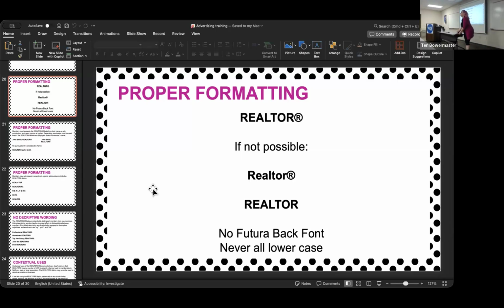If you are on some sort of social media platform or software, Instagram, something like that, that does not allow for that formatting, these are the two alternatives that they will allow: all uppercase with the little R, or all capitals with no R. Because some, like Twitter, I think doesn't allow for the little R. I don't tweet. But the two nevers: never all lowercase, and no Futura. I think it's supposed to be Futura Black, that's my fault.